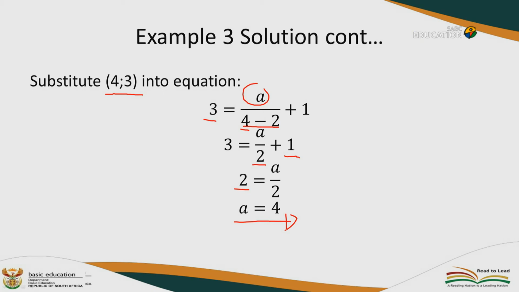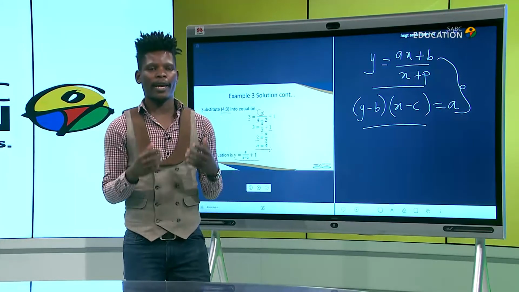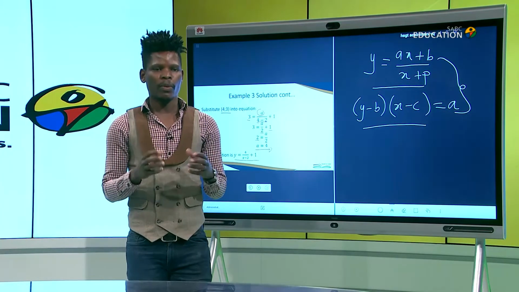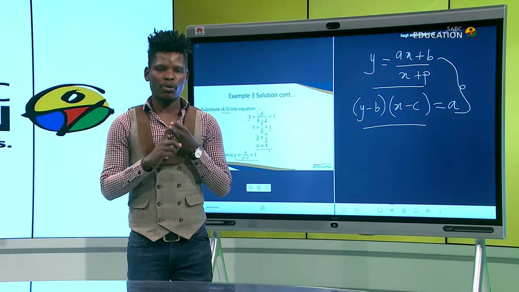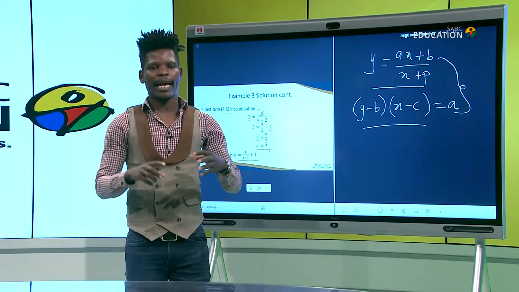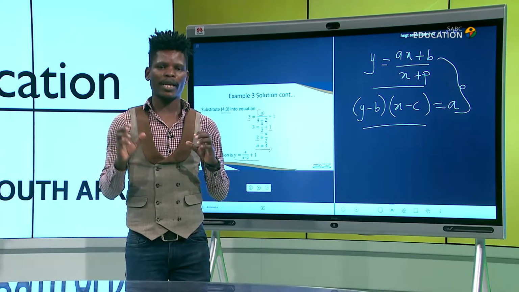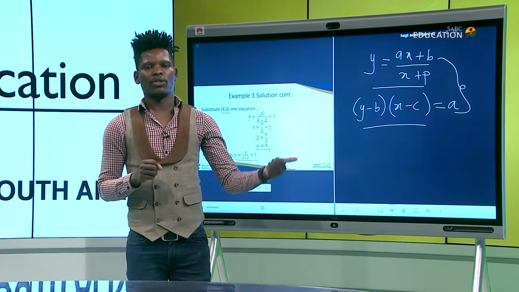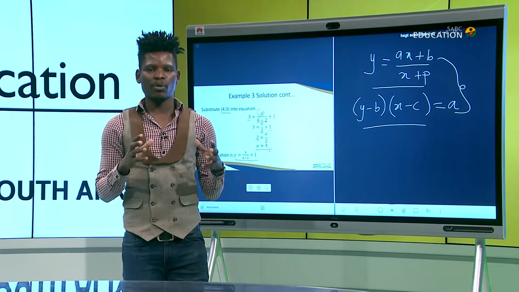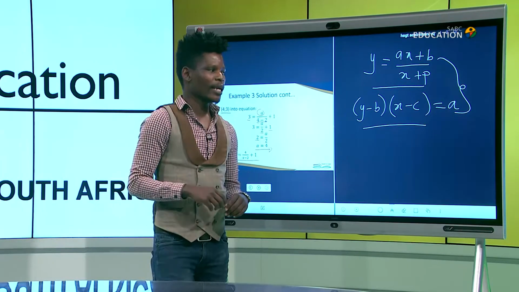So it means that our equation is going to be given by y equal to 4 over x minus 2 plus 1. That is how easy it is to find the equation of a hyperbola. All you need to do is identify your vertical and horizontal asymptotes, and those will give you the values of p and q. Once you have those, you can use any point that is on your graph and substitute into the equation to find the value of a. That is basically what we did.